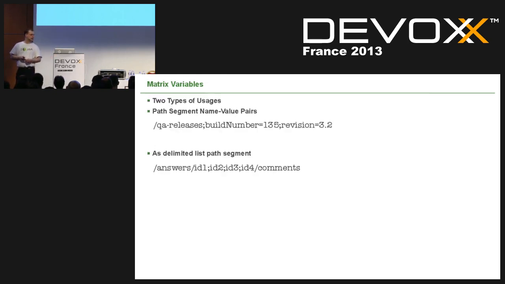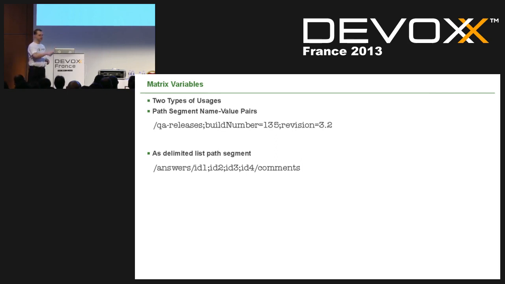We also released support for matrix variables. I'm going to be honest with you guys, just between you and me, nobody else will see this, right? I didn't even know what matrix variables were before. They're a part of the HTTP spec. They're in the HTTP specification. They're not named as matrix variables. They're called path segment pairs or various things like this.